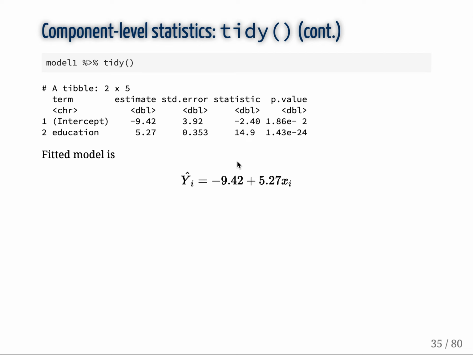Based on these component level statistics, now you can write the fitted regression model. That's y hat minus 9.42. This is beta naught hat, and this is beta 1 hat. And here x i.